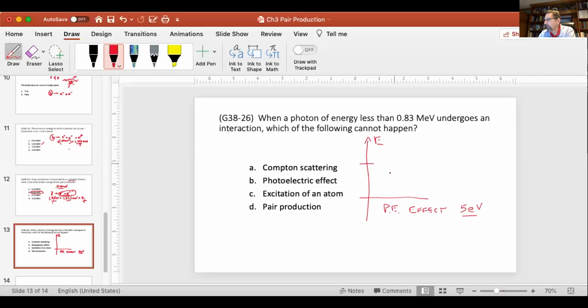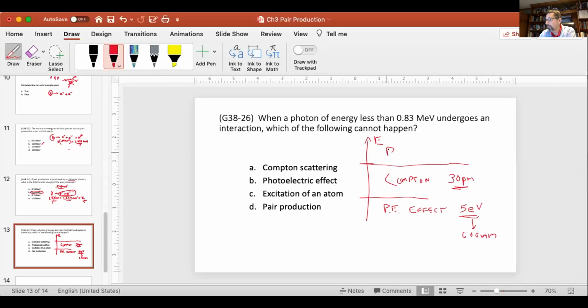In the mid-range here is Compton. And we said Compton scattering took place with X-rays, things that were like, oh, I don't know, 30 picometers. And by the way, this could correspond to visible light, right? It could be like 600 nanometers. So that's significantly bigger wavelengths, significantly lower energies. Compton was X-ray in that range, okay?